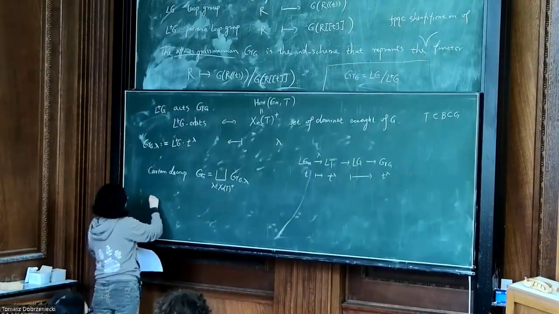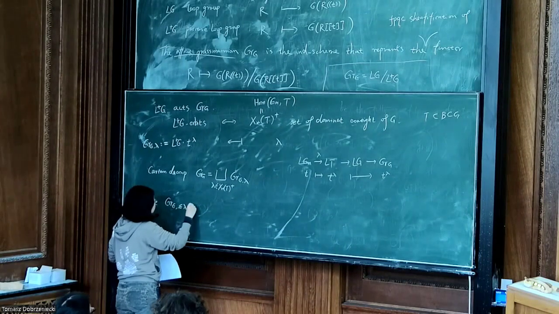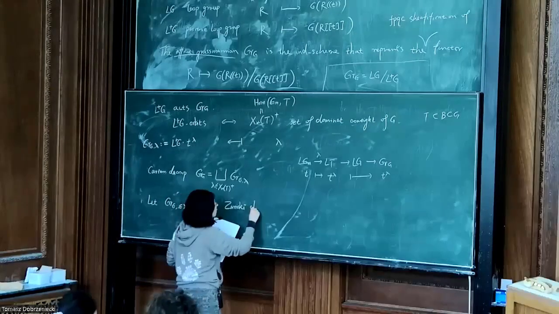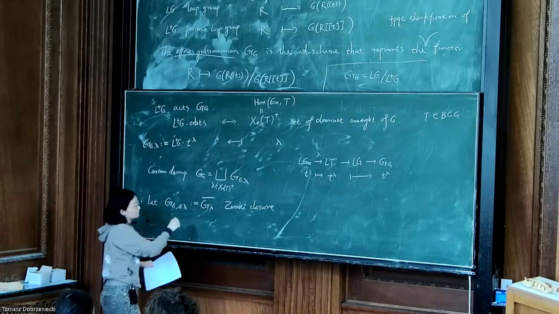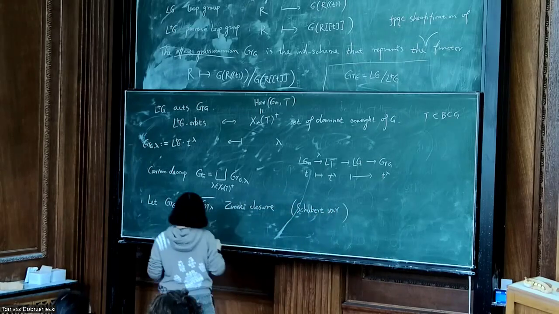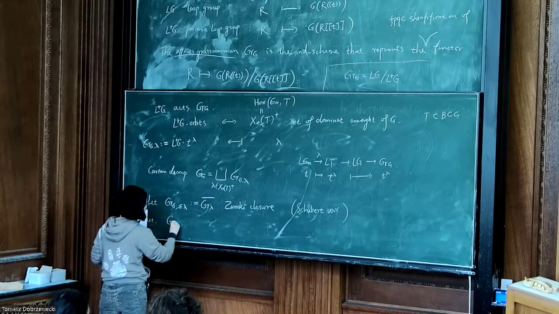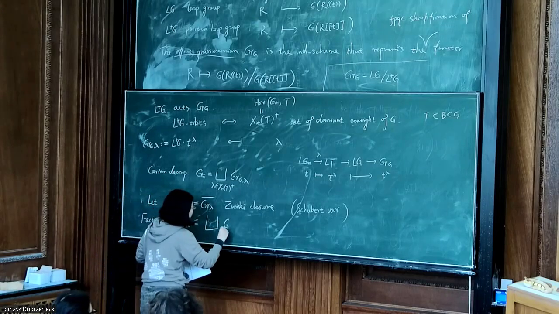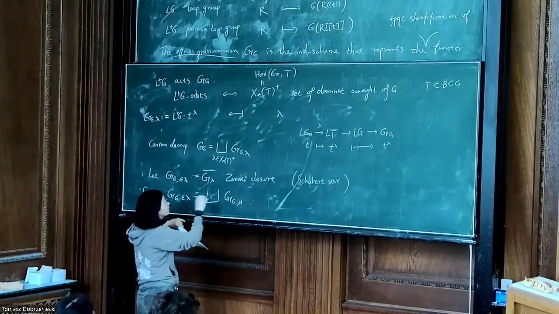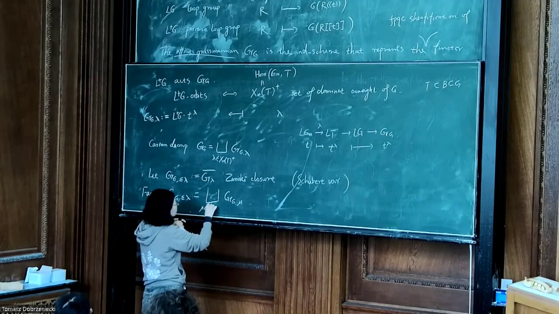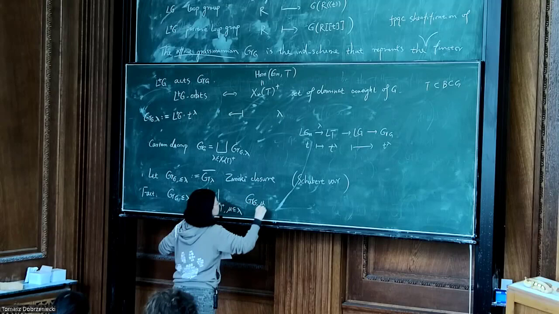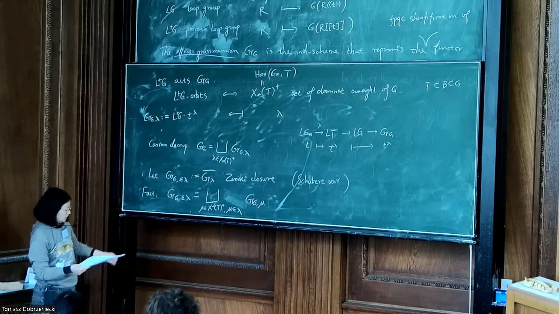And we define the closure of the orbit, the Zariski closure, to be the Schubert variety. And we have a fact. In fact, the Zariski closure is the union given by the orbits with dominant weight smaller than lambda.